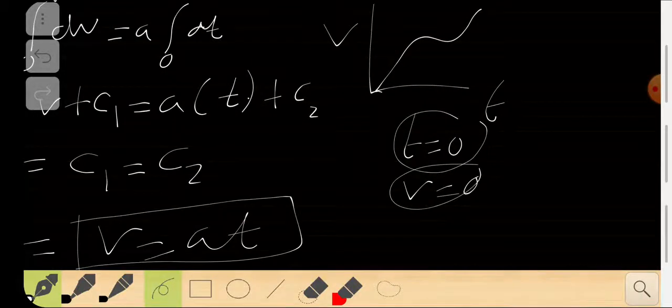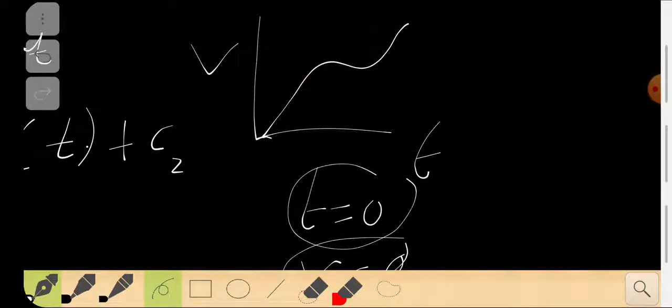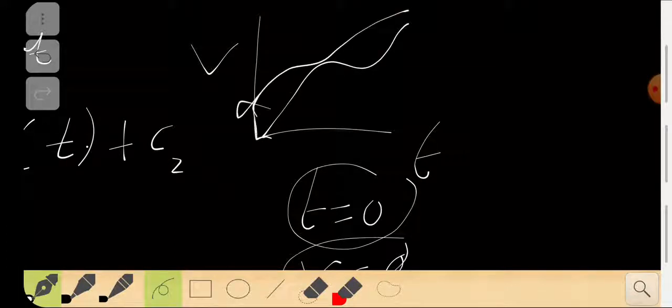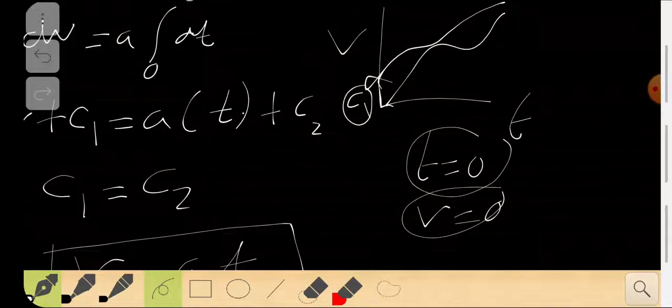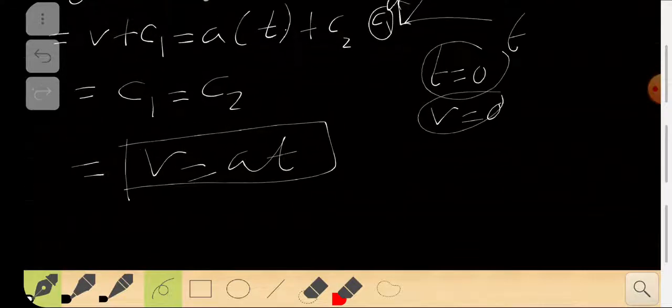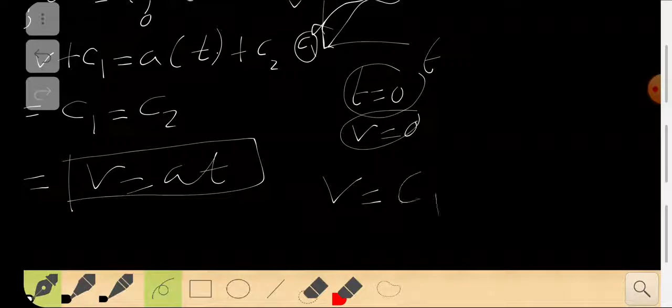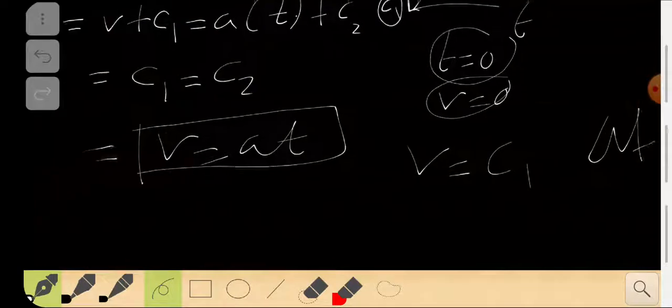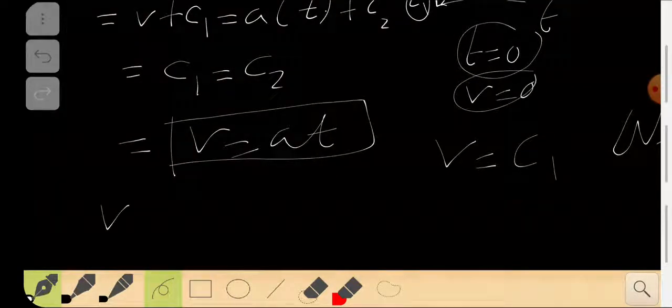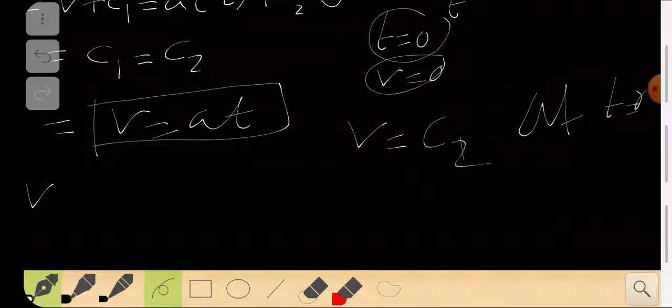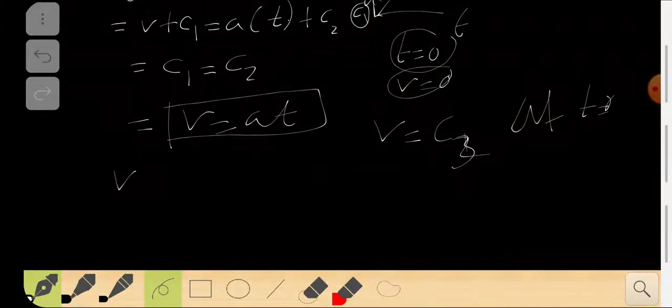If there is a change in this plot, there is some kind of a difference in this plot, like starting from here, you can clearly see that this c1, the new constant, will add back into this equation. So at t equal to 0, v is equal to some c1. You can substitute that equation back, and you find that v is equal to some c1 or, say, c2 or c3, let it be c3.